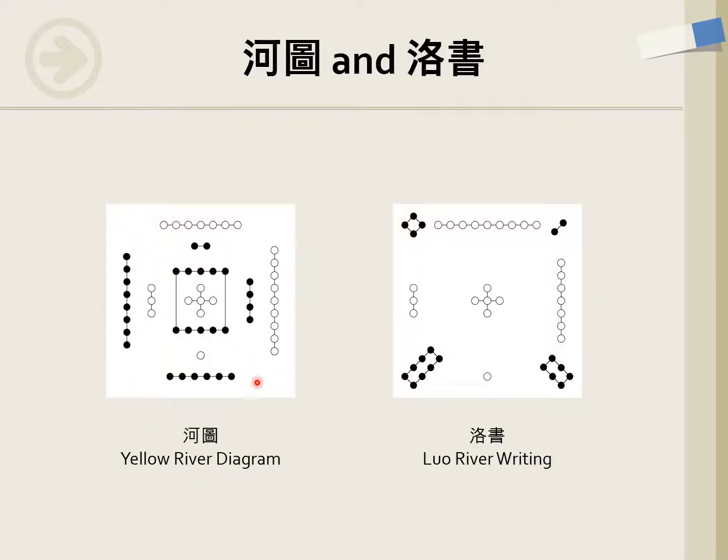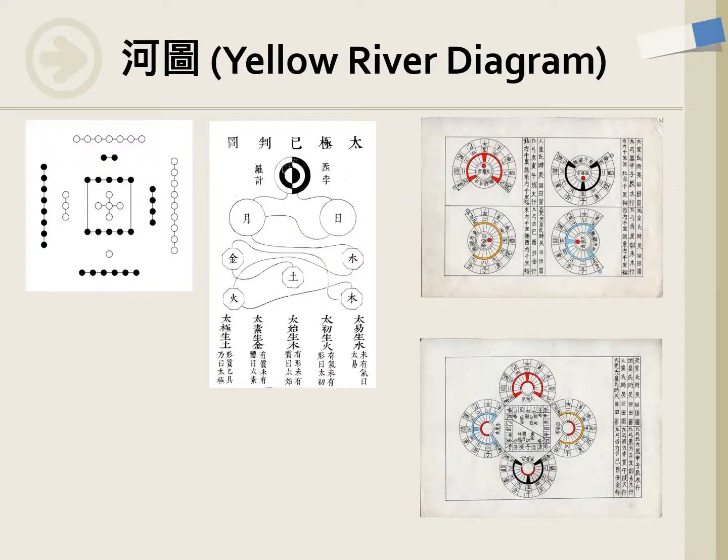Yellow river diagram and Luo river writing are the essence of the I-Ching. I'd like to reveal their relationship with the generation of rhythms and stochastic resonance. Yellow river diagram is related with the generation of the 5 elements. It can be seen as a symmetry breaking process.